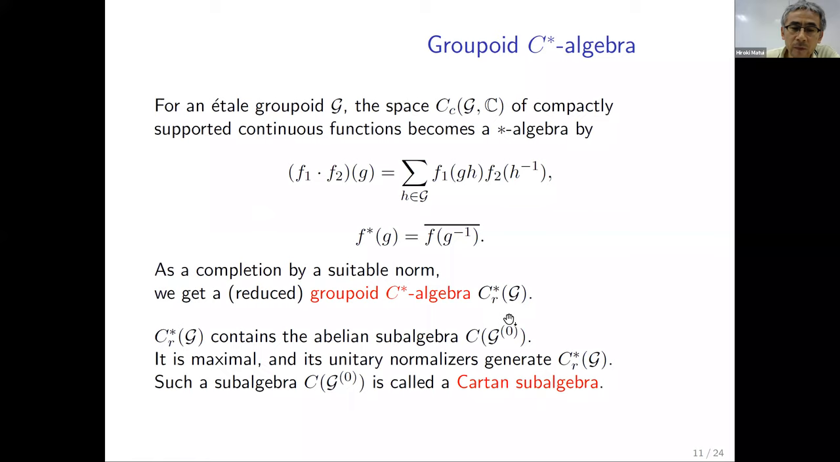And it's an important subject in the study of operator algebras. This C-star algebra contains the abelian subalgebra C(G0), the continuous functions on the unit space. It's easy to see that this abelian subalgebra is maximal abelian, and its unitary normalizers generate the whole C-star algebra. Such an abelian subalgebra is called a Cartan subalgebra.